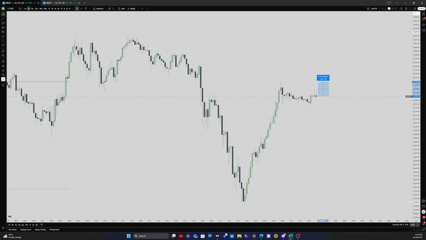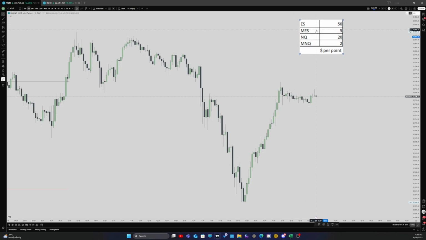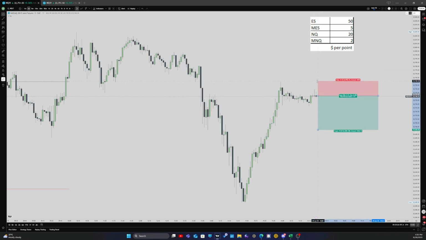A Nasdaq point is actually 20 bucks. And let me copy and paste this information here. You have the point value for ES, MES, NQ and MNQ. So if NQ moves 20 points, that means up here, let's say we are in a short and NQ moves 20 points against us and we're getting stopped out, then we lose for one contract 20 times 20, that's 400 bucks, right?